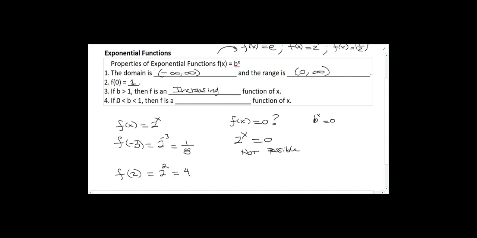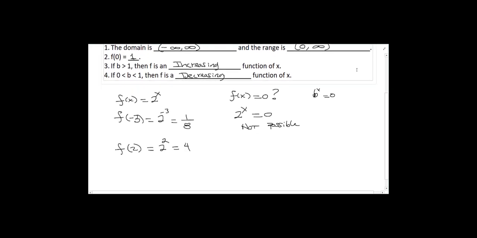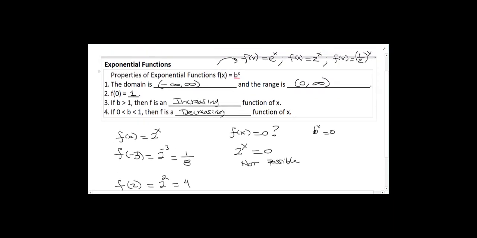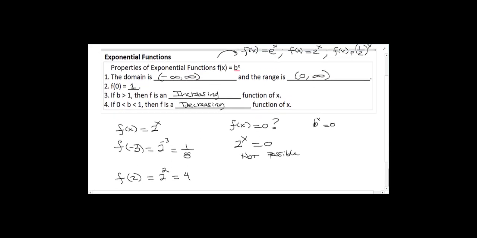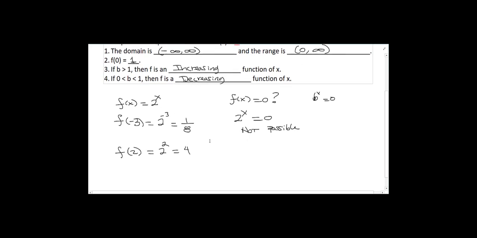If b is a number between 0 and 1, then our function is going to be decreasing. That would be like my 1/2 to the x here. So for an exponential function b to the x, your values for b are going to be greater than 0, but they can be fractions, like 1/2, and they can be whole numbers as well.